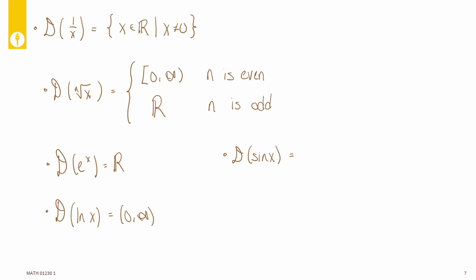Domain of sine? 0 to 0 to 2. No. So negative. It's everything. Same as cosine.